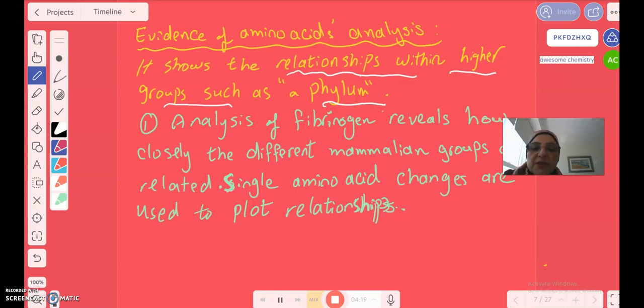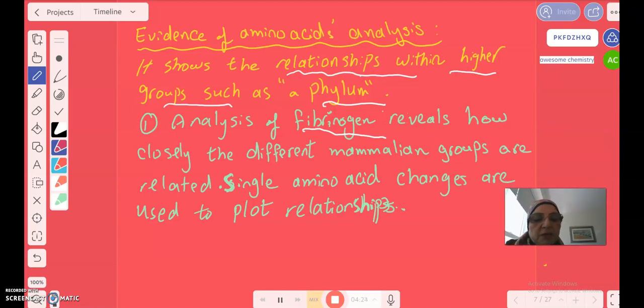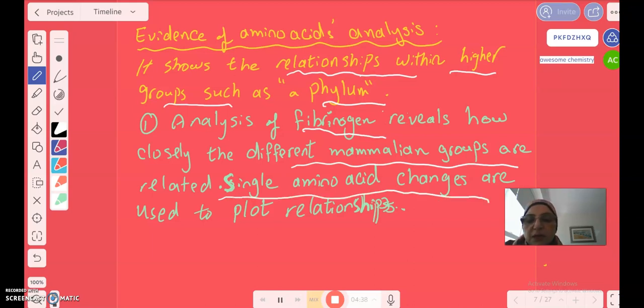Analysis of fibrinogen. You know, fibrinogen is a protein that is used in formation of fibrin, or formation of a clot. It reveals how closely the different mammalian groups are related, down to single amino acid changes. And this is used to plot the relationship. So scientists were looking at the analysis of fibrinogen. They found that the amount of fibrinogen is similar in organisms that are closely related, and different in organisms that are distantly related.